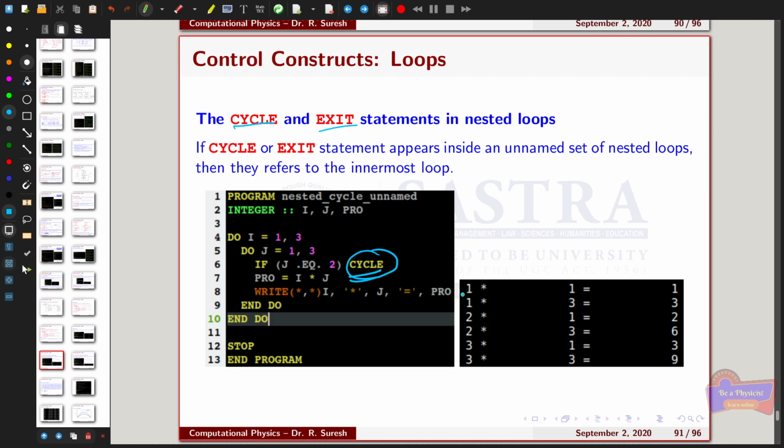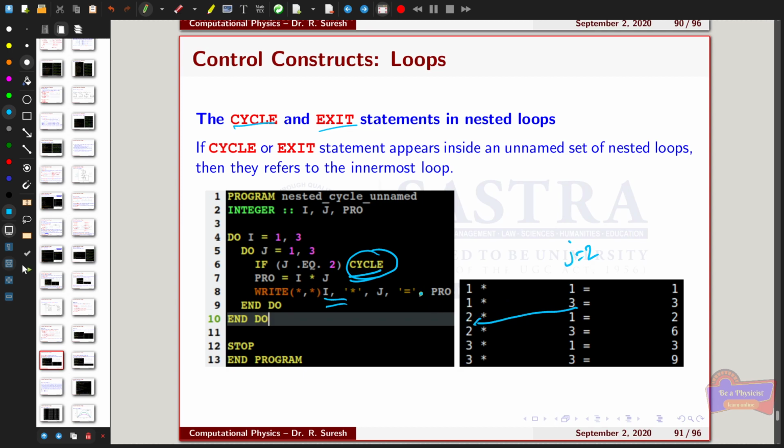The resulting outputs are given here. For the first value, j equal to 2 is skipped, so it goes directly to the value 3. After reaching the maximum value, the I value is incremented by 1 and the cycle repeats. Whenever j is equal to 2, the writing process is skipped, and the remaining operation will be executed.